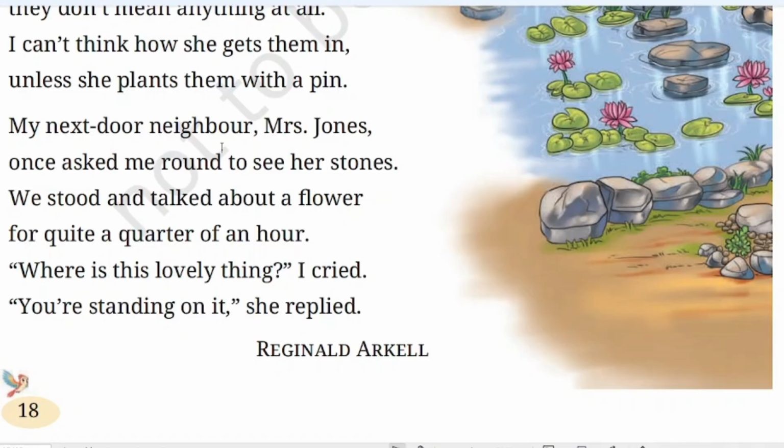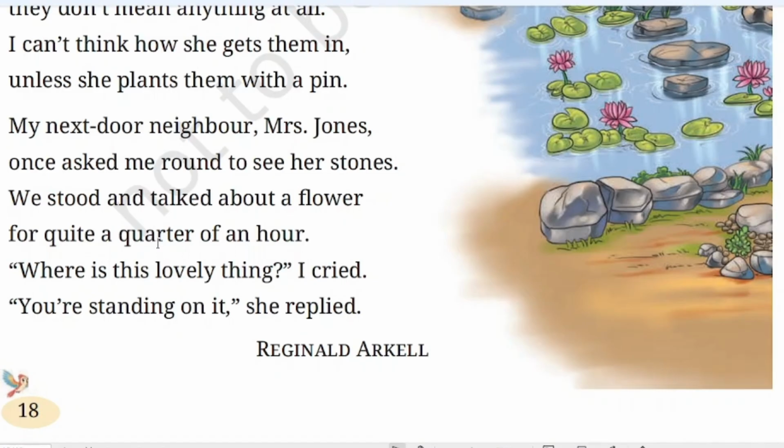My next door neighbor, Mrs. Jones, once asked the poet to visit her garden. "Once asked me round to see her stones" means she invites the speaker to see her garden. And we stood and talked about a flower for quite a quarter of an hour. So they were standing, stood, the past tense of stand is stood. We stood and talked about a flower. So they were talking about one flower for quite a quarter of an hour.